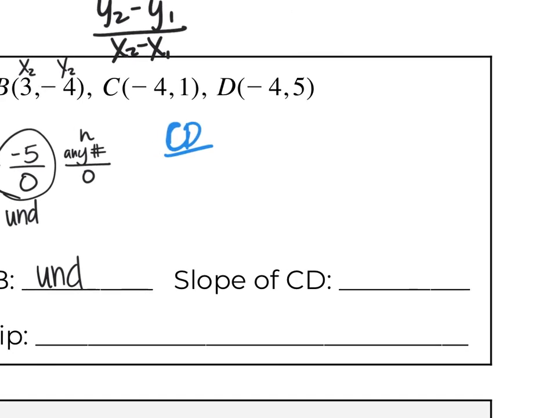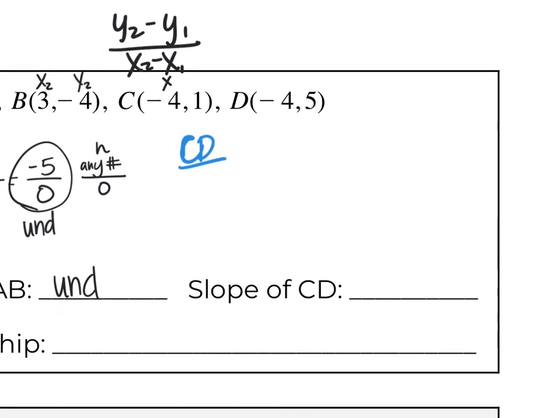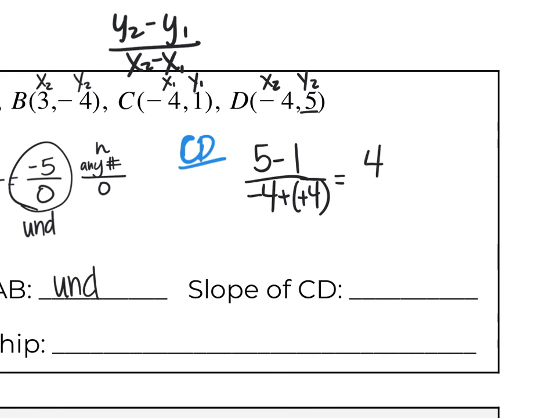Okay, to review the second one here, I'm going to do x1, y1, x2, y2. Then plug in. So y2 is 5 minus y1 is 1. Remember, I picked 5 first, so I've got to put negative 4 first. And then it's minus negative 4, which changes to plus. So 5 minus 1 is 4. Negative 4 plus 4 is what? 0. Can't stop there. So 0 is on the bottom, so it is undefined again.